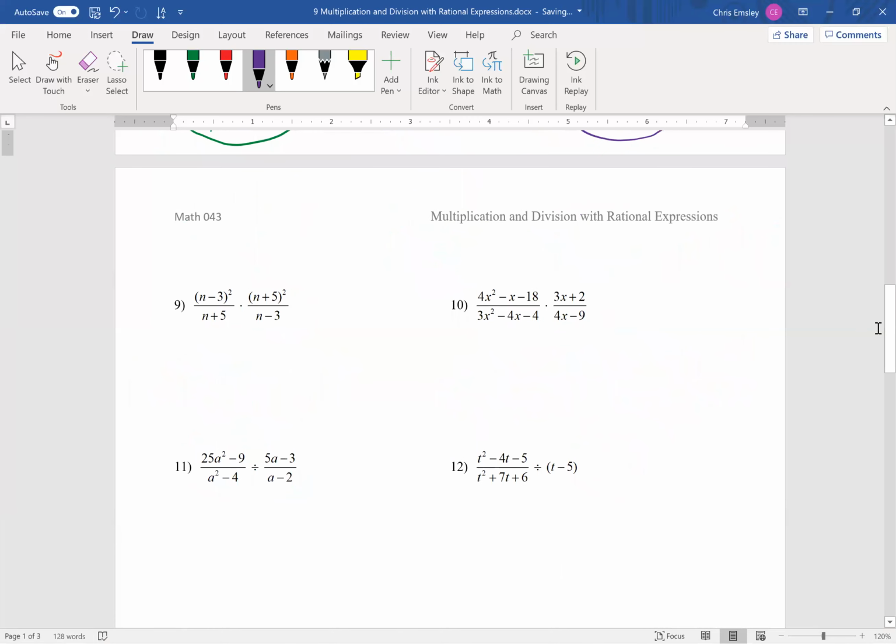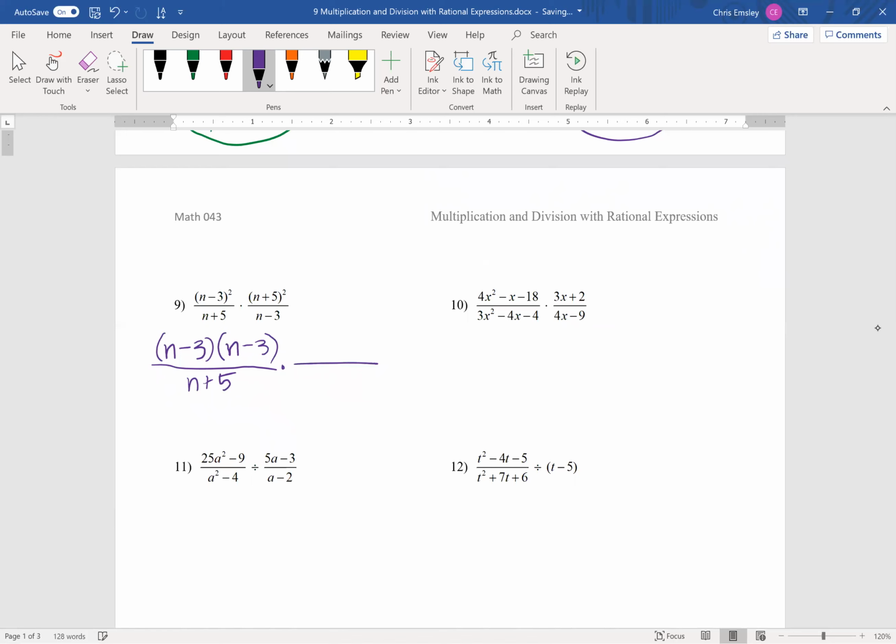Okay, number 9. Well, number 9 is all factored for us already. That looks nice. So let's take a look and see what we would need to do to cancel things. Let's write it out. N minus 3 quantity squared is the same as n minus 3 times n minus 3, right? There's really two of those factors, and that's over n plus 5.